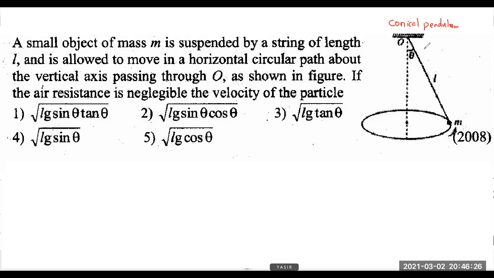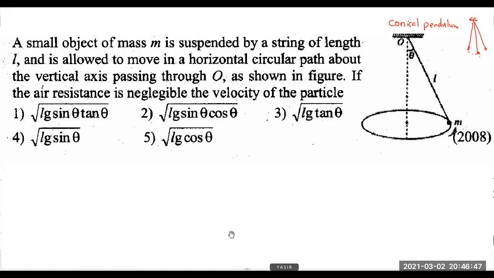An object connected to a string, and the string is rotating like this. So pendulum means a string doing this is what you call pendulum. It will be like this, and it will go here, it will go here. That's the normal pendulum in one plane. But if it is now happening along a cone-like shape, that's why we call it a conical pendulum.